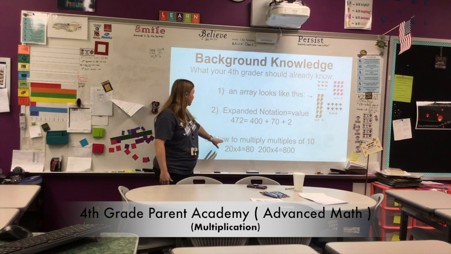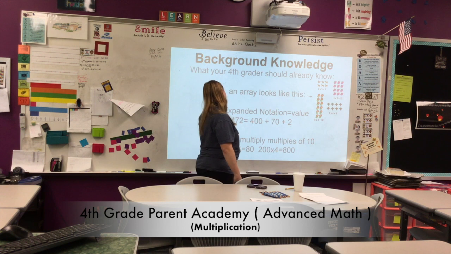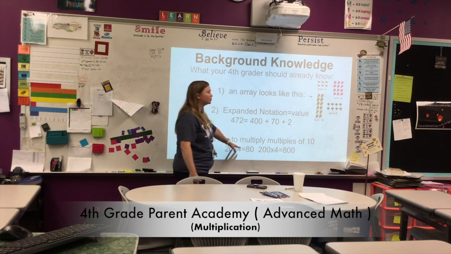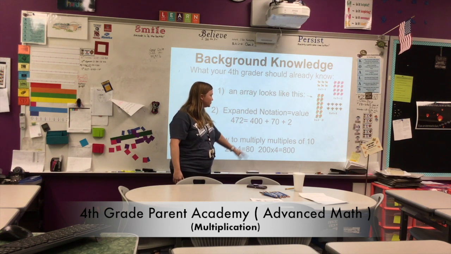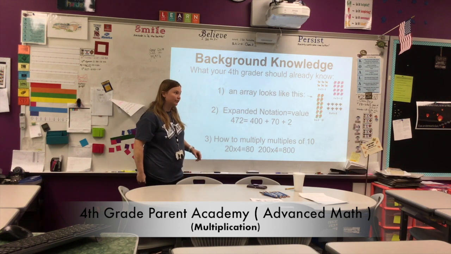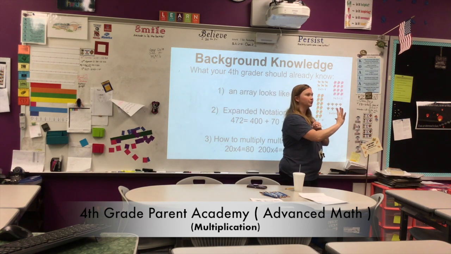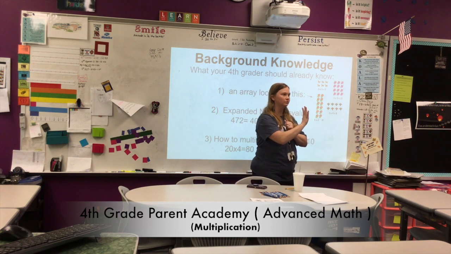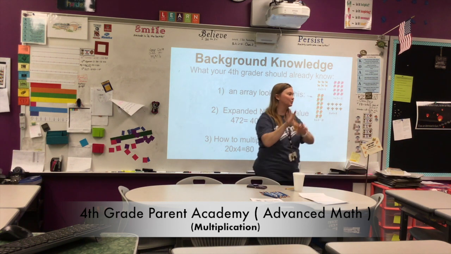All right, they also, before we start this, they know how to multiply multiples of 10. And so this is what we were kind of practicing last week. 20 times 4 is 80, 200 times 4 is 800. They know how to do those, and they know why it works. Because in the base 10 system, every place value, y'all know this, is worth how much? 10. Yes, good job. All right. Every place value is worth 10.